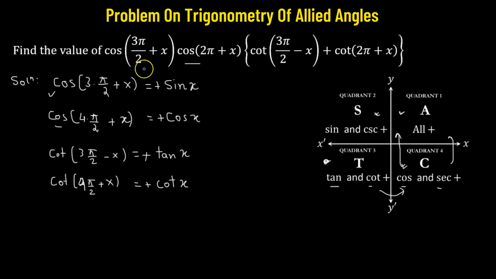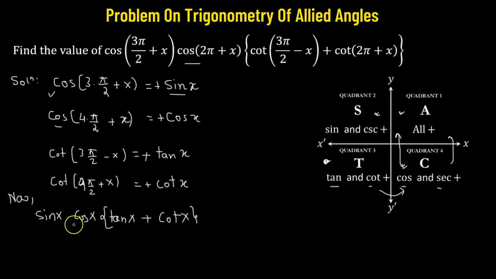So that means our given trigonometric expression can now be rewritten as follows. We have cosine of 3 pi over 2 plus x, which gets replaced with sine x, multiplied to cosine of 2 pi plus x. Cosine of 2 pi plus x is simply cosine x. Whole multiplied to tangent of x, which is the value of cotangent of 3 pi over 2 minus x. And finally, we have cotangent of 2 pi plus x, which is cotangent of x.